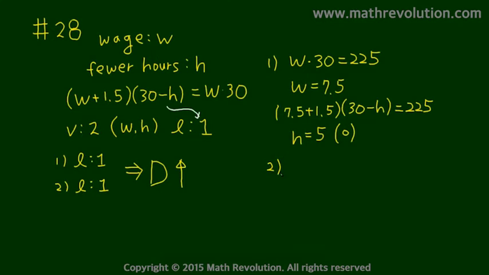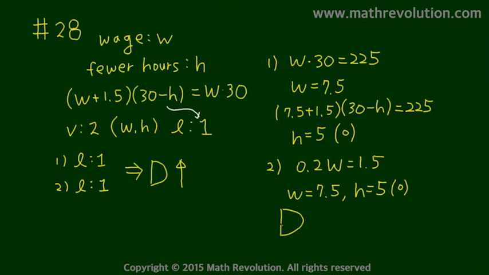What about condition 2? In condition 2, we have 0.2 W, that's 20% of wage, that's equal to $1.5. So it tells us that wage is 7.5, and again, hours decrease is 5, and so condition 2 is sufficient by itself as well, and D becomes our answer.